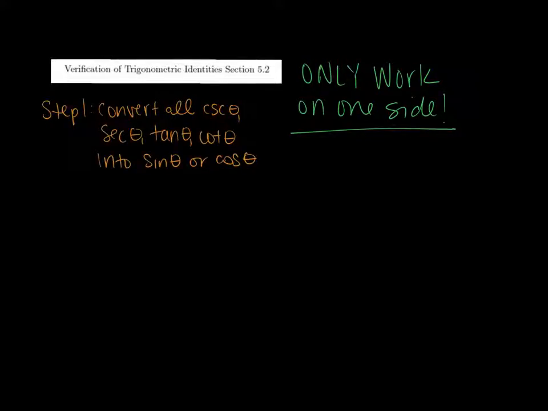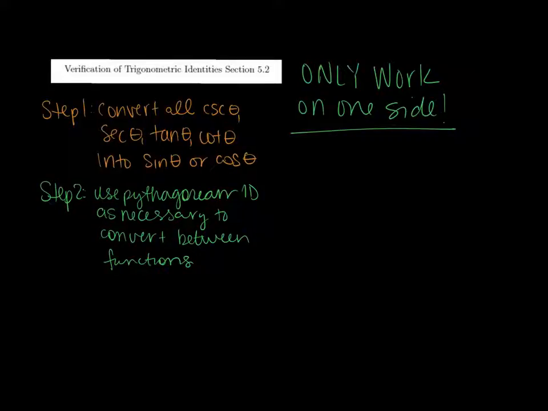The first step in verifying trigonometric identities requires you to convert all cosecant, secant, tangent, and cotangent functions into their basic sine and cosine functions. This means you need to remember your quotient and reciprocal identities. You may need to use your Pythagorean identities as necessary to convert between functions. Remember that this means that your functions need to be squared. You may also need to use your even and odd properties in order to remove a negative sign from inside the argument.